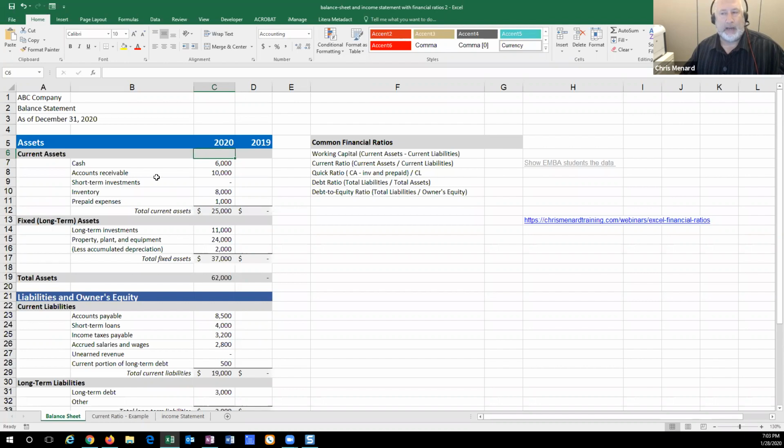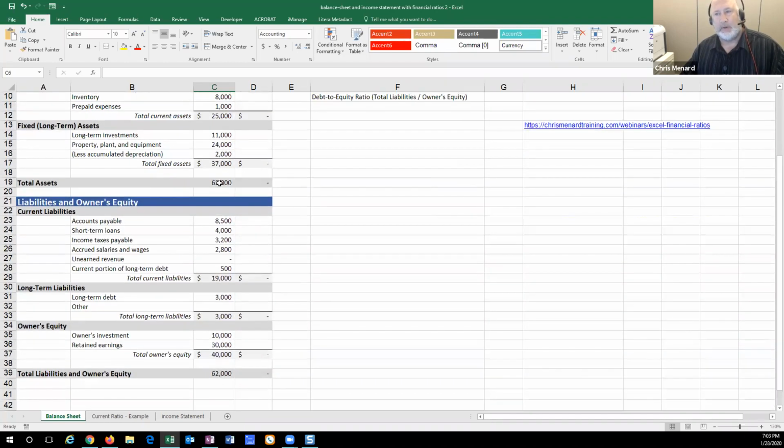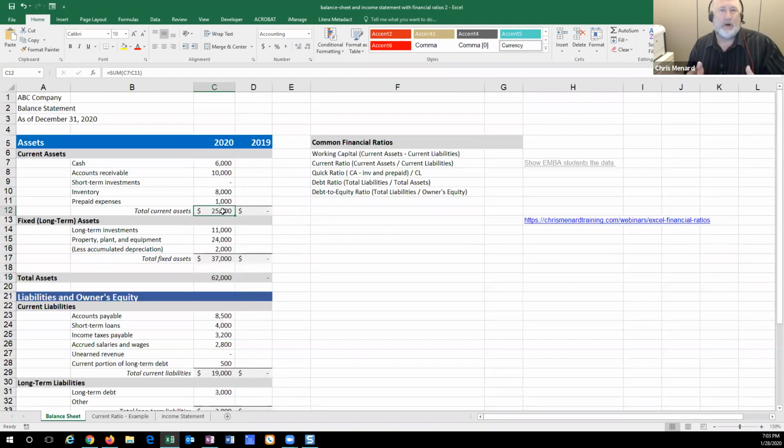So I have the balance sheet running. If you recall from the last webinar, whether you're with me or not, assets equal liabilities plus owner's equity. So I have 62,000 in assets in C19. If you look down at C39, I've got 62,000. But within our assets, we have current assets. Those are assets that should be converted to cash within 1 year or used up within 1 year. And so I've listed some very popular ones here. I even threw out prepaid expenses.